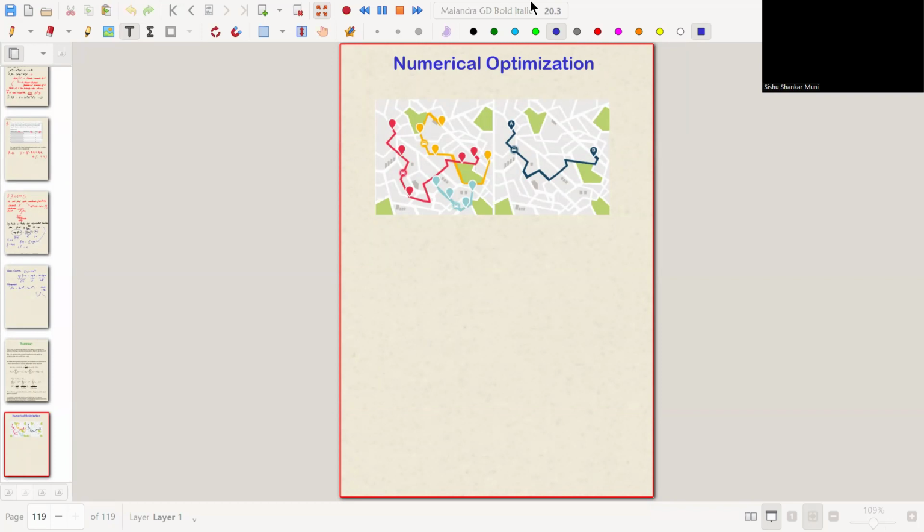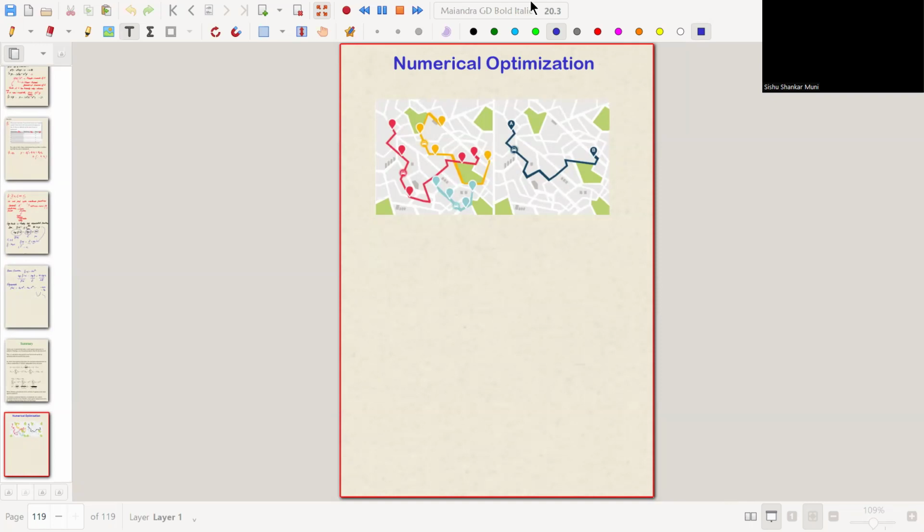So the shortest route, in the sense of the one that takes less time, right? So that's an optimization. What are you optimizing here? You're optimizing the time to reach from your starting point to your destination.